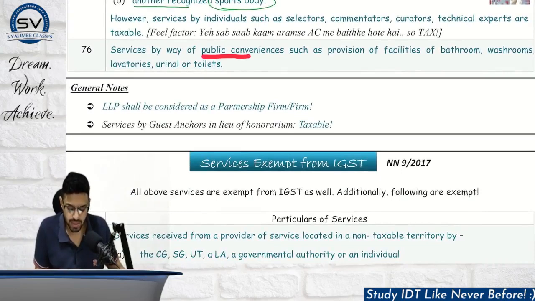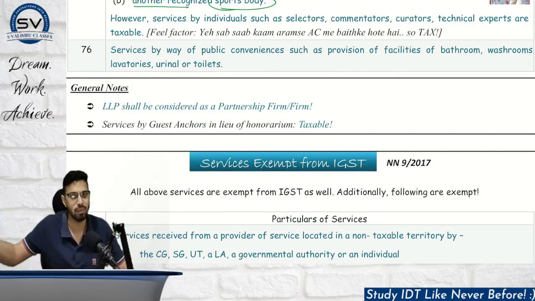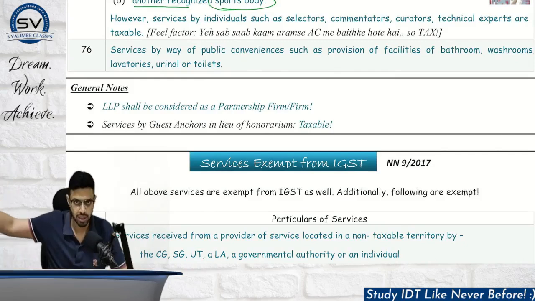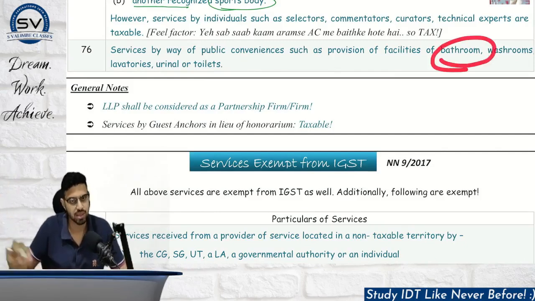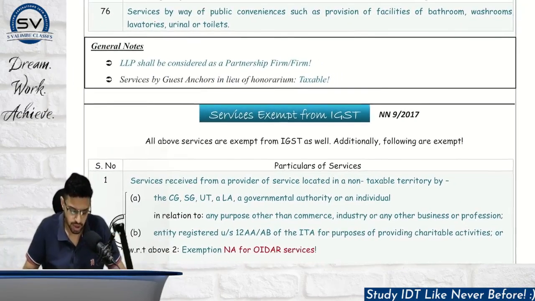Services of public conveniences such as bathrooms, washrooms, urinals and toilets. Like for example, in Delhi Metro, there are a lot of metro stations where the bathroom services are provided. They charge 5 rupees, 10 rupees for that. That is outside the scope of GST. General points to be noted.